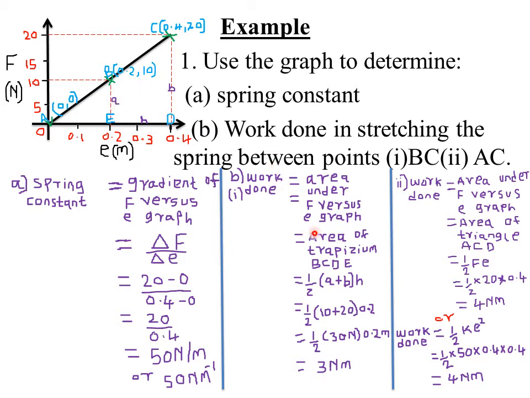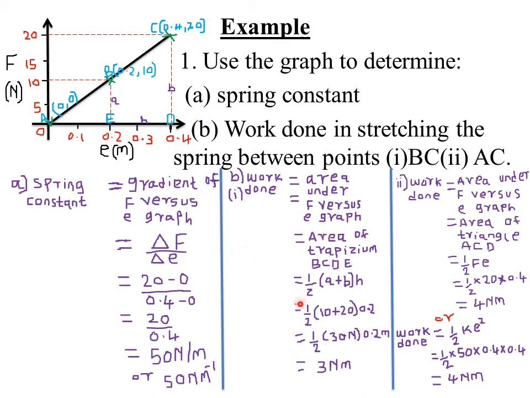Now remember, the area of a trapezium is given by half times (a plus b) times height, where a and b are the two parallel sides, and h is the height, or the vertical distance, between those two parallel sides. In our case, the parallel side a represents the distance BE, and b represents the distance DC or CD. Then h represents the distance ED.